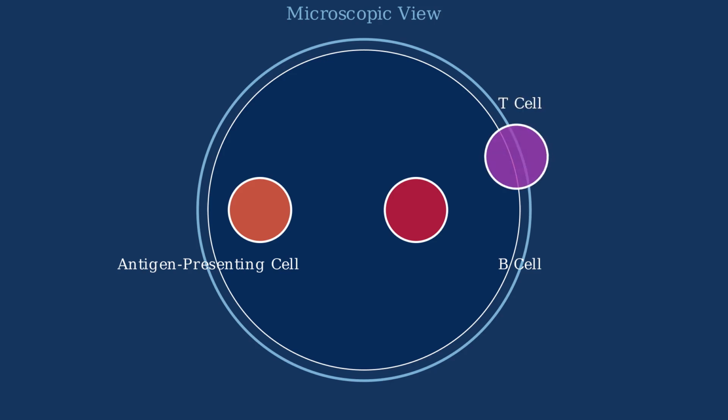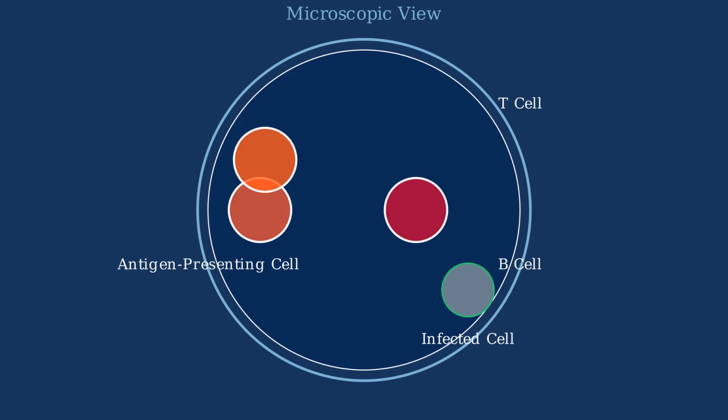Meanwhile, T cells also become activated. They directly attack infected cells. Activated T cells seek out and destroy cells infected by the pathogen.